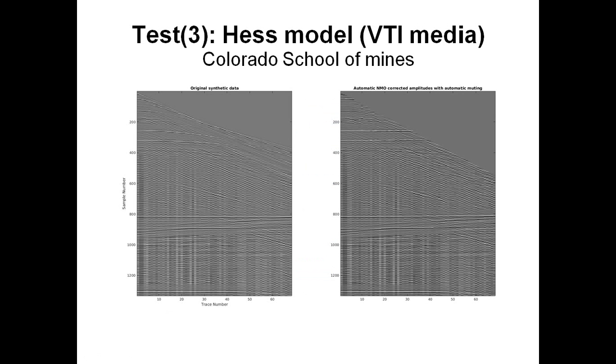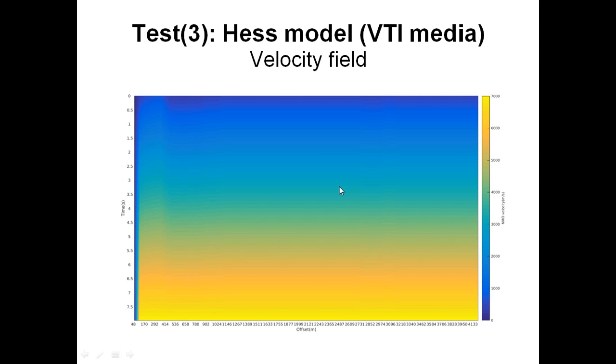Here the third test is for the HTI model, Brothers Group Mines. Here you can see the original synthetic data and the automatic corrected data. Let's see how the velocity looks like. Here you can see the maximum velocity we have is 7,000. Of course, this model is very famous, so you can easily tell that our velocity is very reasonable and within the range.